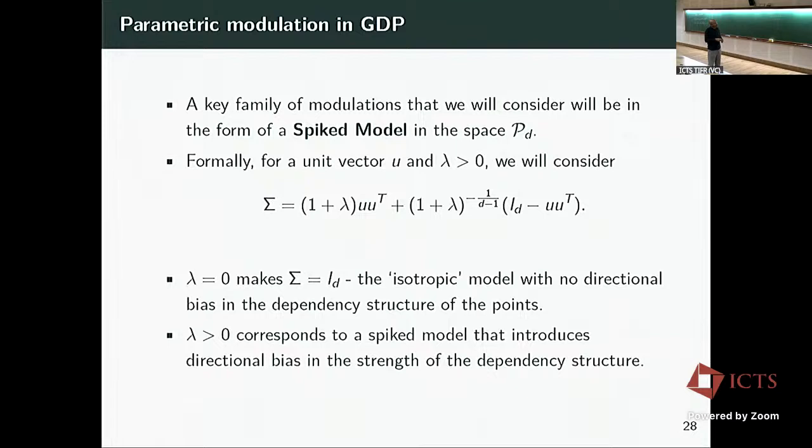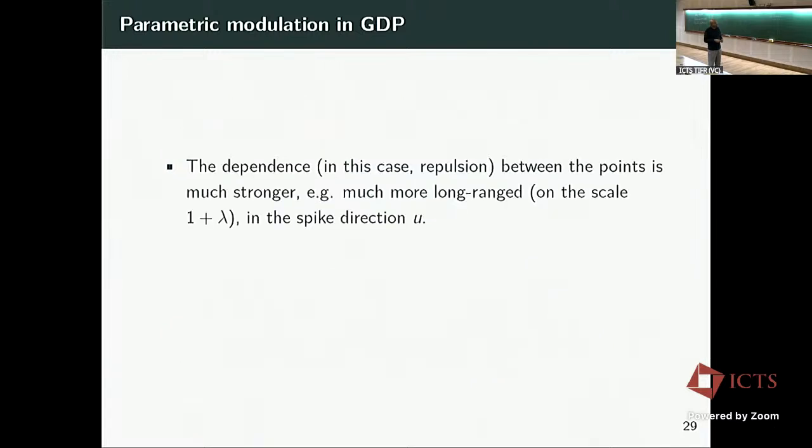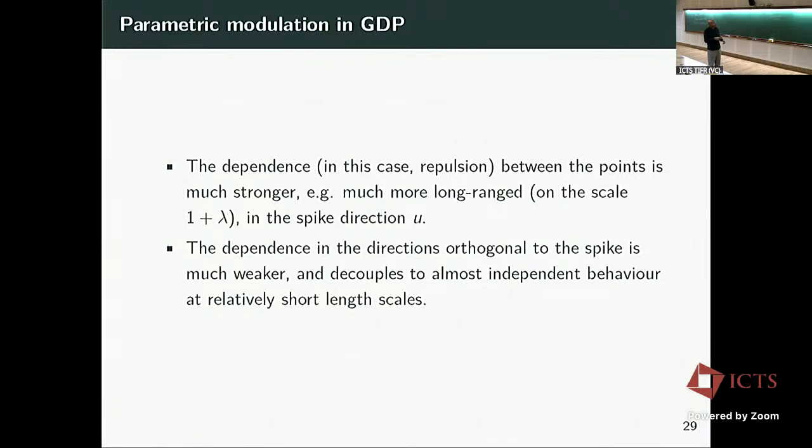So if lambda is strictly positive, this corresponds to the spiked model that introduces directional bias in the strength of the dependency structure. Okay, and the dependence, in this case repulsion between the points, is much stronger and, for example, is much more long ranged on the scale of 1 plus lambda in the direction of the spike. And in the directions orthogonal to the spike, the dependency is much weaker, and at relatively short length scales, it decouples to almost independent behavior. Okay, so you are making the dependency very strong in one direction, and to compensate, the dependency is becoming weaker in the other.